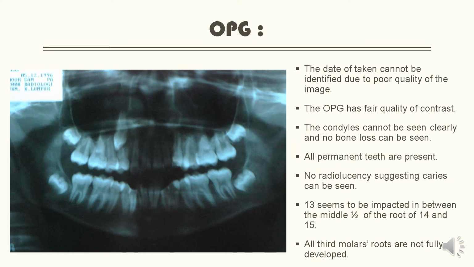This is the OPG. I cannot see the date it was taken due to the poor quality of the image. Generally, this OPG has fairly good contrast. The condyles cannot be seen clearly, and no bone loss can be seen. All the permanent teeth are present in this OPG, and no radiolucency or radiopacity that suggests any pathology can be seen. 1/3 seems to be impacted in between the middle half of the roots of 1/4 and 1/5, and the roots of all third molars are not fully developed yet.